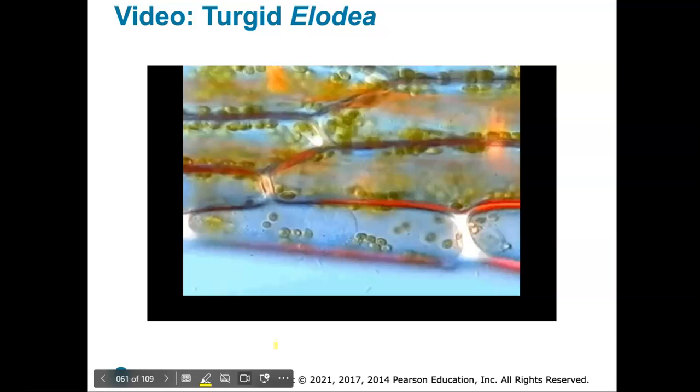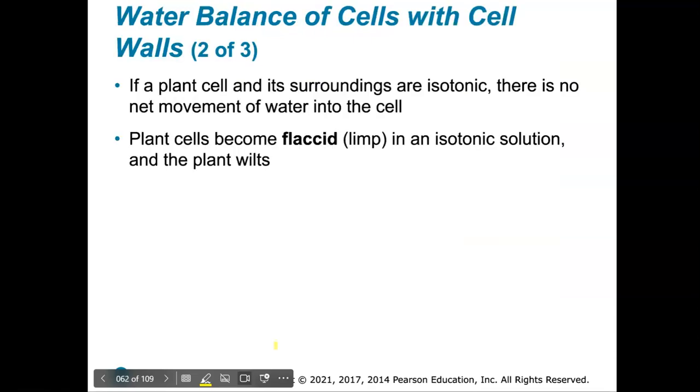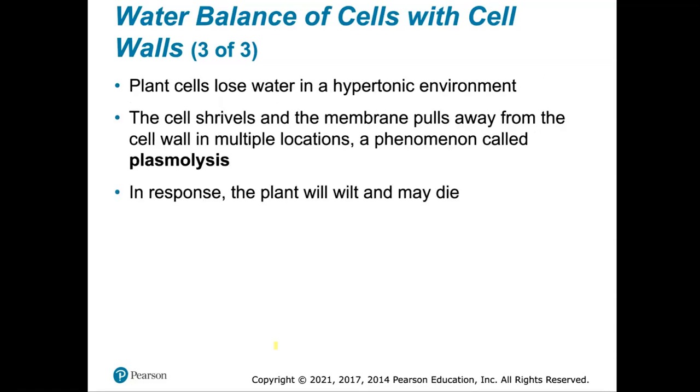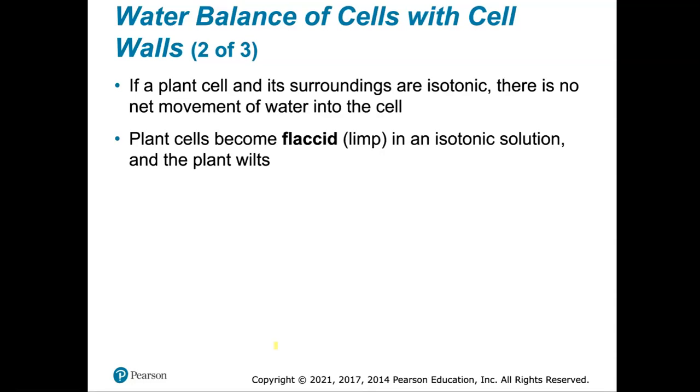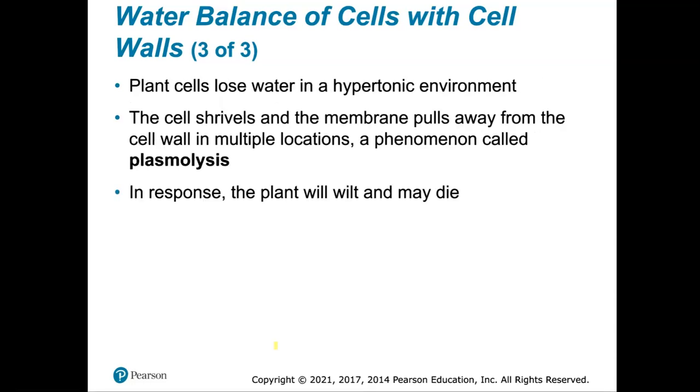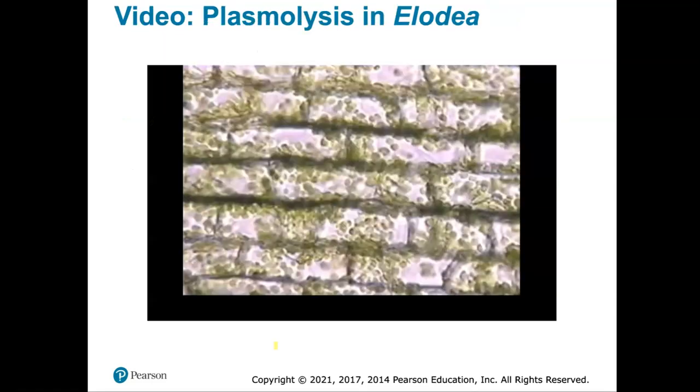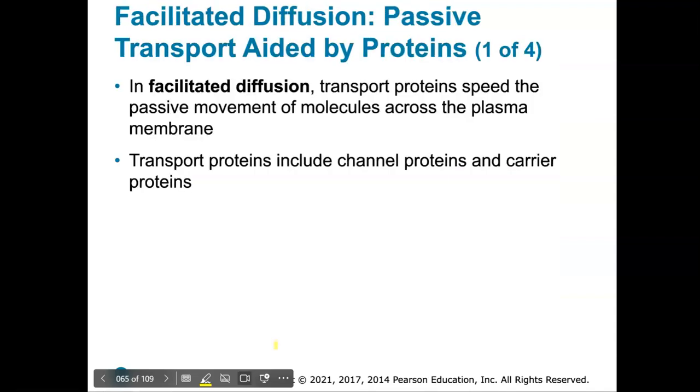This is a good one to watch too. So it shows you what plant cells do when placed in a hypotonic solution and how they become turgid. And then flaccid is what the plant cell becomes when it's placed in an isotonic solution. It will become limp. And in a hypertonic solution, it will shrink through a process called plasmolysis. And you can see that happen in this video, which is plasmolysis, slide 64.